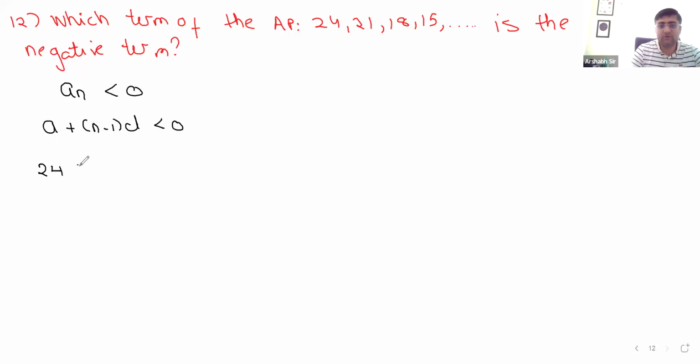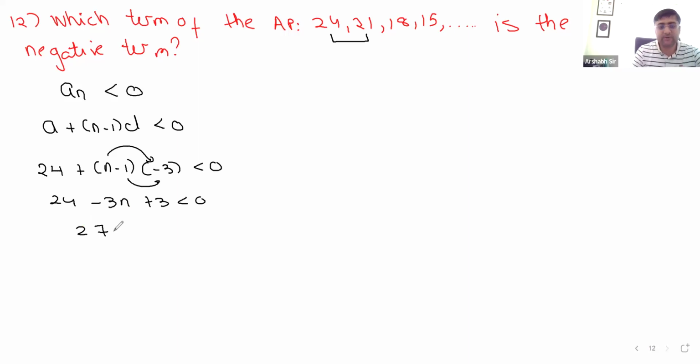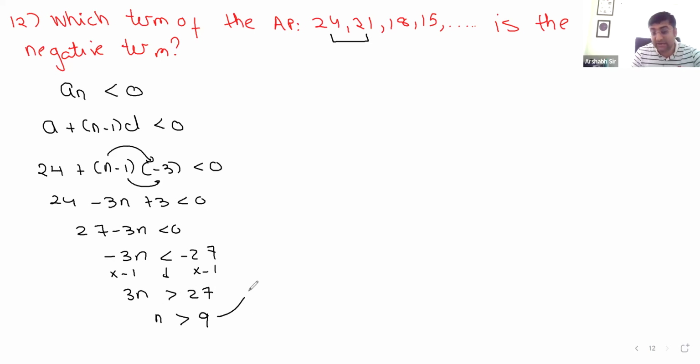So a is 24 plus n minus 1. What is the common difference? 21 minus 24, that is -3, less than 0. So 24, n into -3 is -3n, -1 into -3 is +3, less than 0. So 27 minus 3n less than 0, -3n less than -27. We'll multiply both sides with a -1. So 3n, the inequality flips, greater than 27. So n is greater than 9. So which is the number greater than 9? Next number, 10th term. Is this clear?